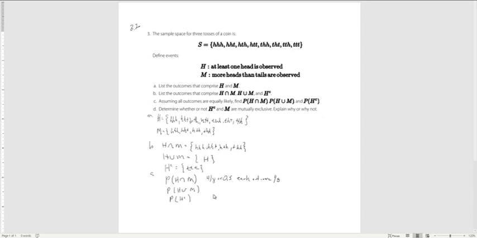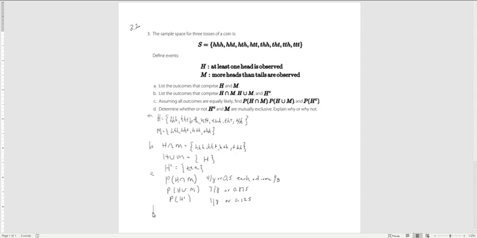Alright, so H intersect M is done. H union M was essentially H, the probability of H occurring. So we have 7 of the 8 possible outcomes. So that would be 7/8, or 0.875. And then the probability of H complement, we see back there in B, the complement of H is only one item. So we're adding up all the possible outcomes there. There's just one, so that's 1/8, or 0.125.